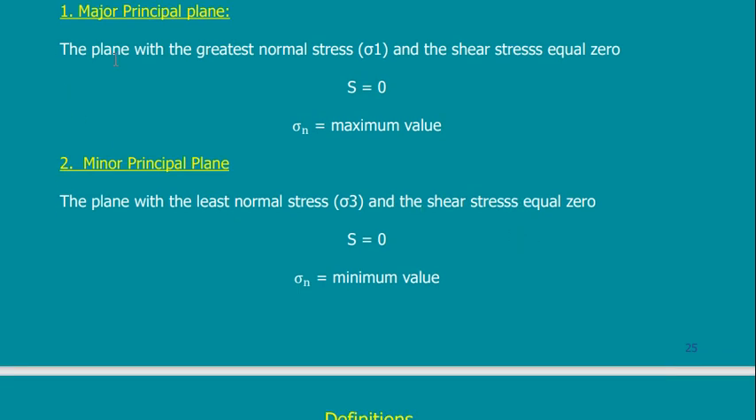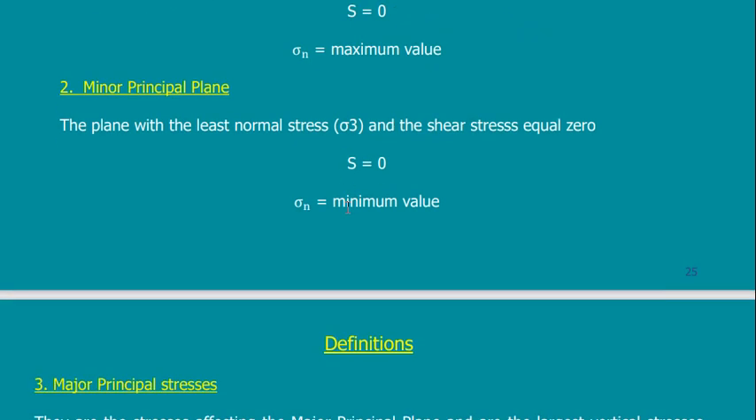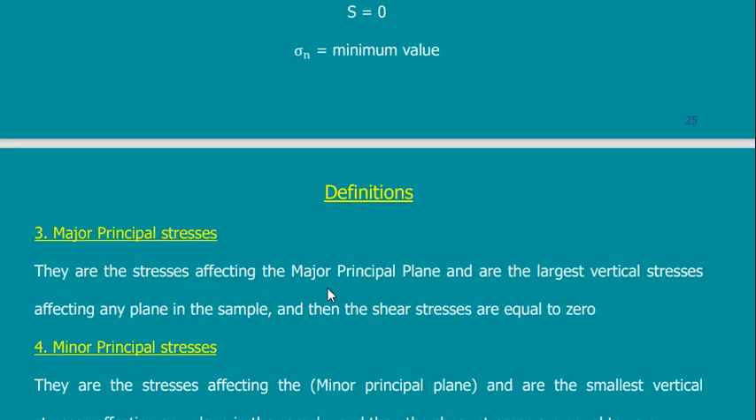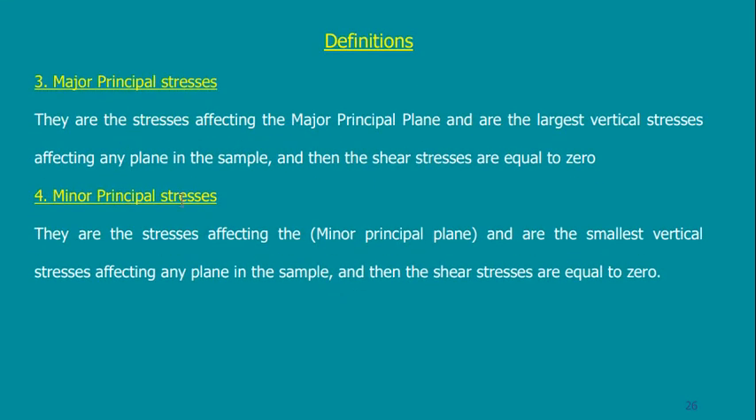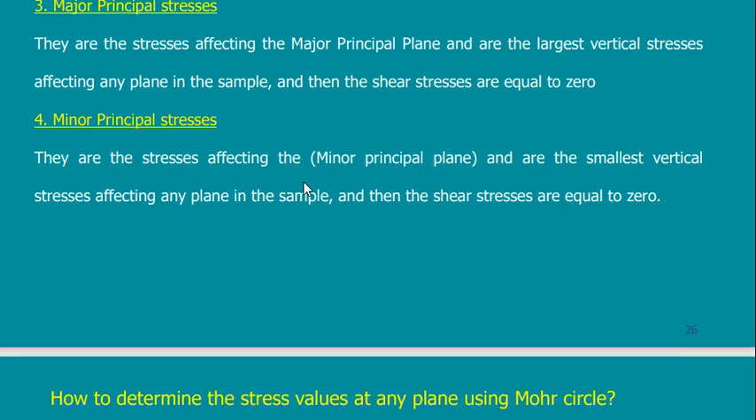These are the major principal stress and minor principal stress, sigma 1 and sigma 3. We discussed this on the drawing. The major principal stress is the stress affecting the major principal plane and is the largest vertical stress affecting the plane in a sample, and the shear stress is equal to 0. Anyway, these are just definitions, just read them.